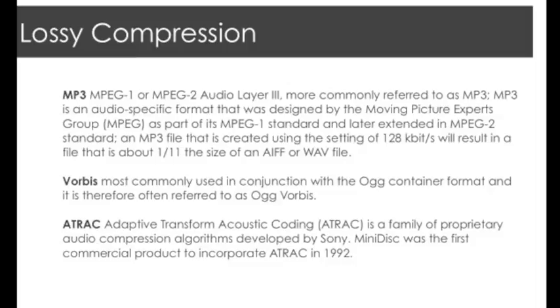The MP3 was one of the first successful versions that was developed in this, referred to as MPEG-1 Audio Layer 3 was the official name of it. And here again, it's an audio-specific format designed by the Motion Picture Experts Group, MPEG, as part of its MPEG-1 standard, and later extended into the MPEG-2 standard. So the MP3 files use the 128 kilobit setting as the sort of standard for that, and it results in about a 1:11 ratio of the original size of your uncompressed format, which is a great reduction.